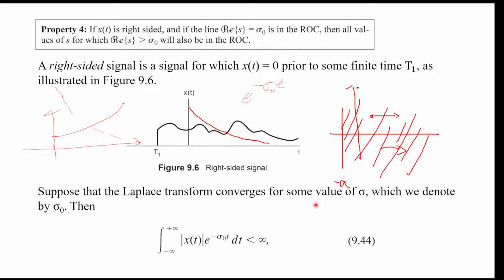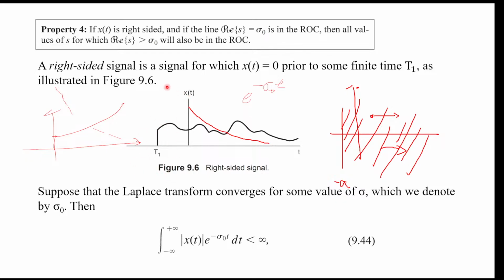The next property is when x(t) is a right-sided function. This is like a variant of the finite duration functions. For a right-sided function, we have an example here. It's a function that extends to the right, and may or may not extend to infinity, but it has a cutoff at t equal to t1. So on the left side there is a cutoff. This is a right-sided function.